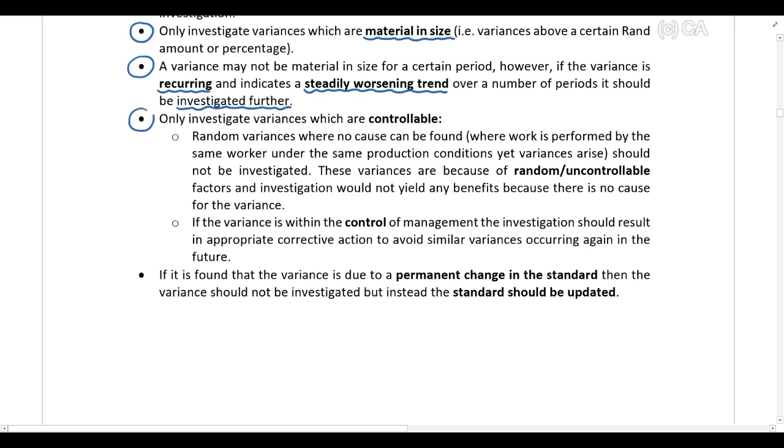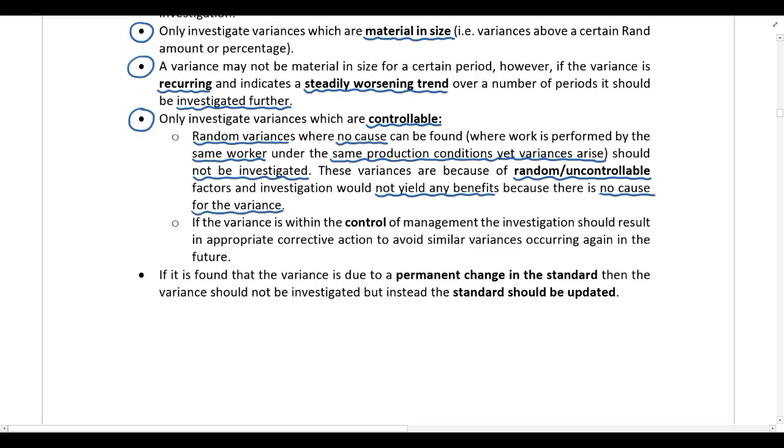Then, you should only investigate variances which are controllable. If you have a random variance where there is no cause, that variance should not be investigated. So what is a random variance where there's no cause? Let's say, for example, work is performed by the same worker under exactly the same production conditions, yet a variance still arises. So that would be a random variance or an uncontrollable variance where there is no cause.